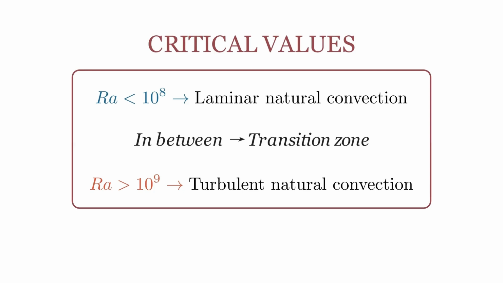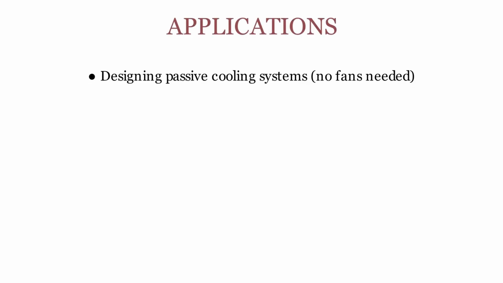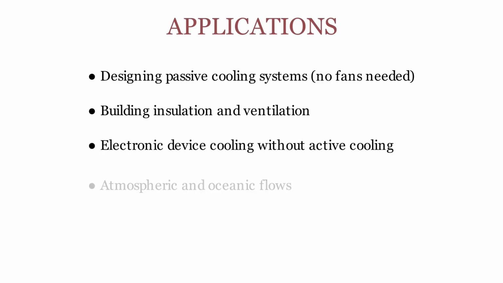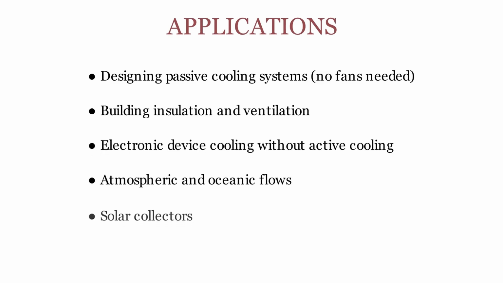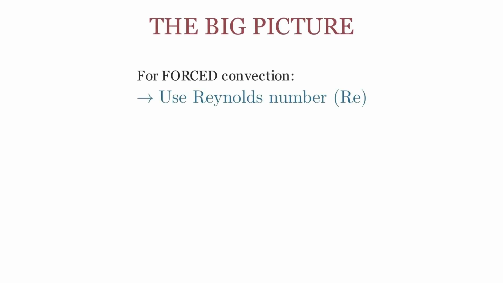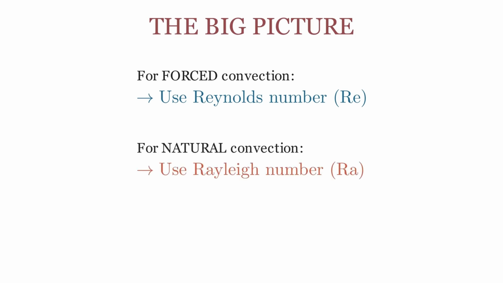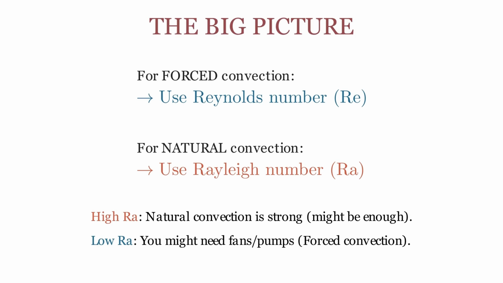In between, transition zone. Applications: designing passive cooling systems, no fans needed, building insulation and ventilation, electronic device cooling without active cooling, atmospheric and oceanic flows, solar collectors. The big picture: for forced convection, use Reynolds number. For natural convection, use Rayleigh number. When Ra is very high, natural convection is strong and might be all you need.